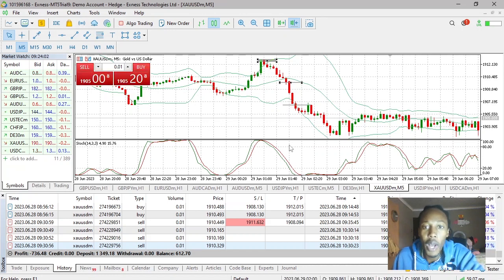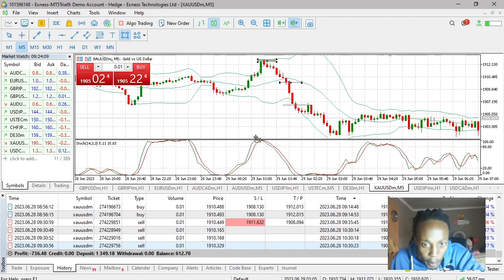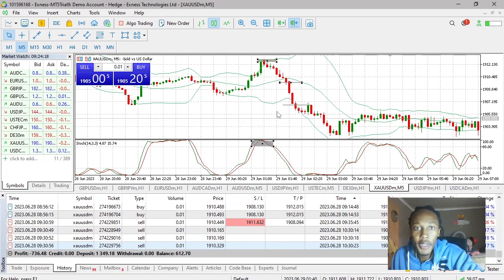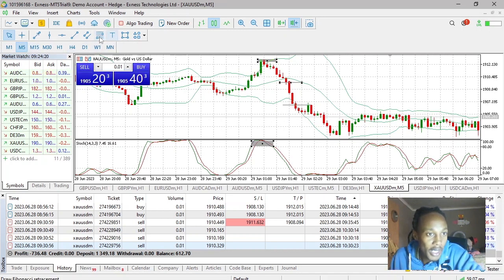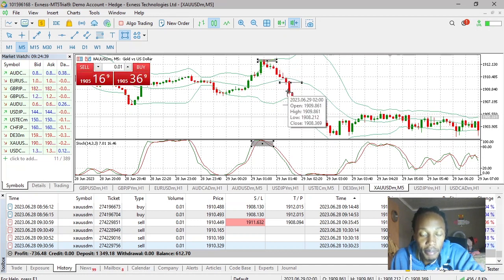So overall, I also look out for my stochastic oscillator. On my oscillator I can see it's on overbought. So it's also adding up to my confluences. As long as this happened around the period of my stochastic oscillator being on my overbought level, then the entry is valid.